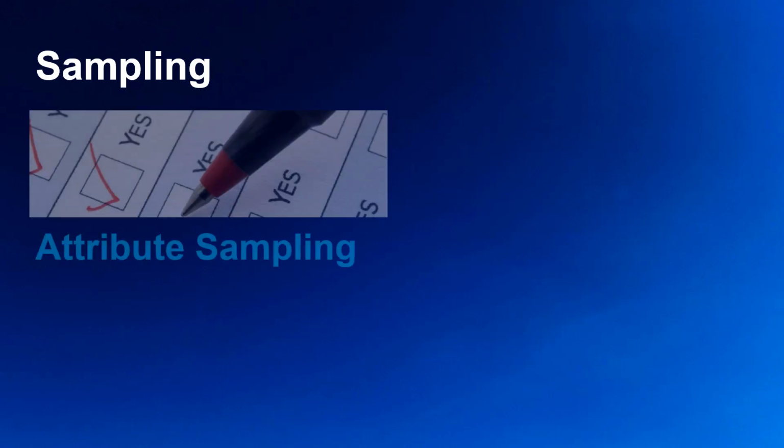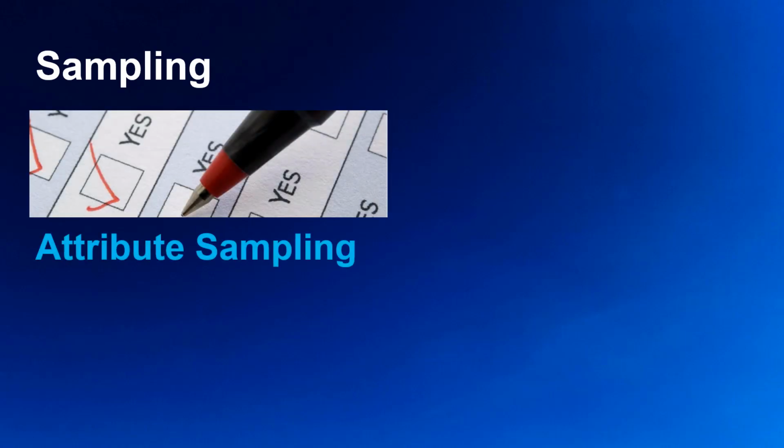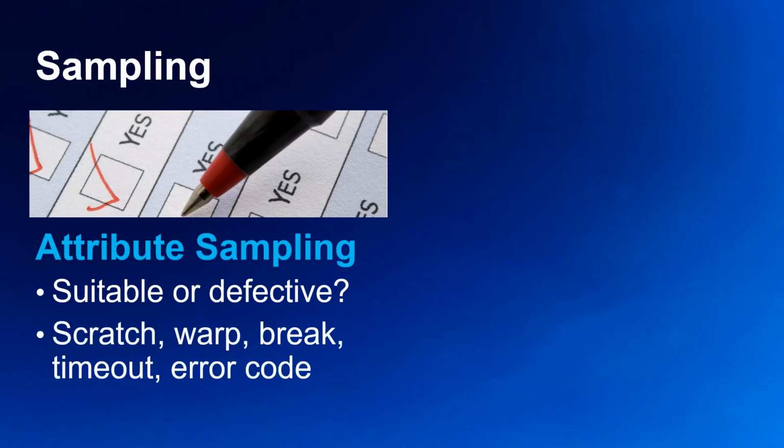So we begin with the attribute sampling. Here we determine if the sample item is defective or not. We may identify conditions that would indicate that the sample item is defective, such as the presence of a scratch, a warp, or a broken piece in a physical sample. Or perhaps if we're looking at a software module, perhaps there's the presence of a timeout or error code.